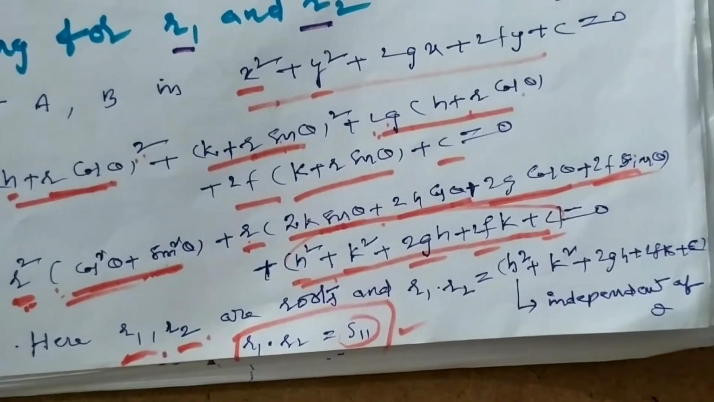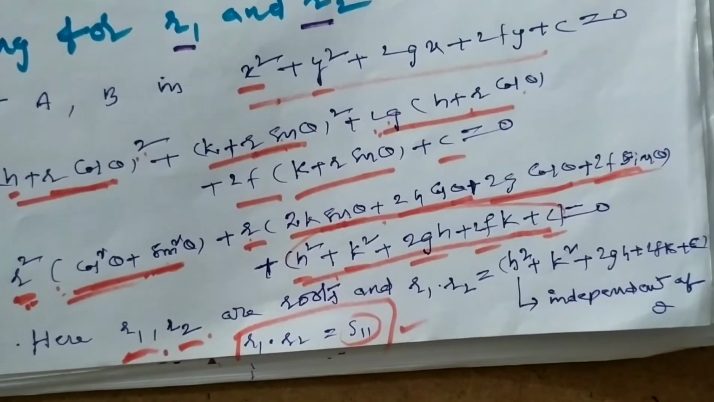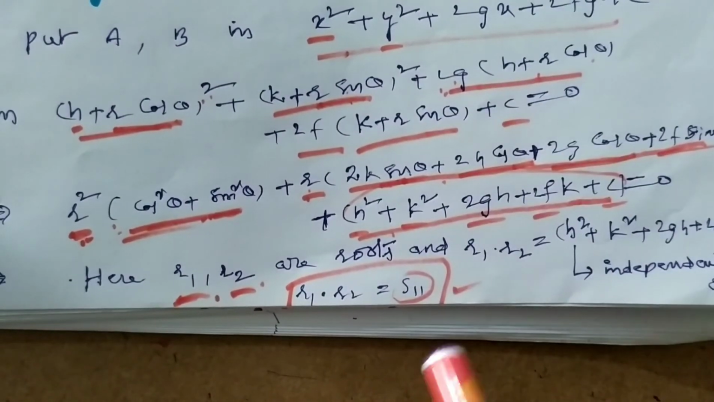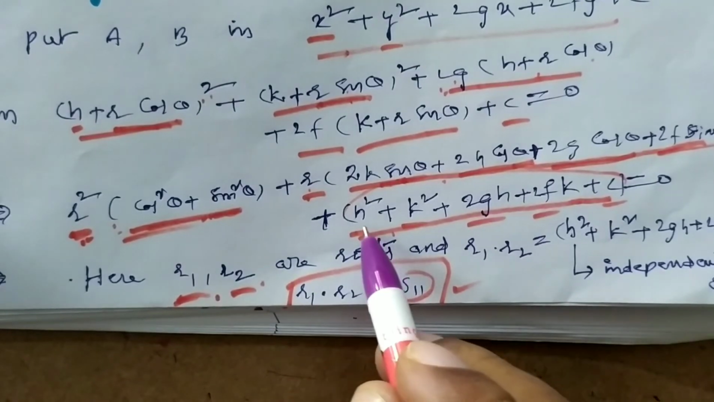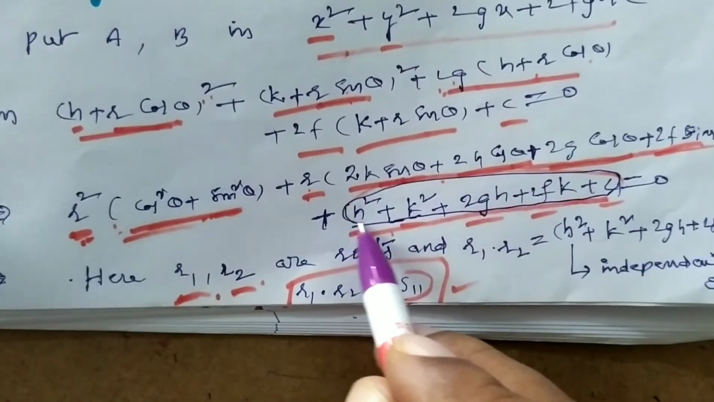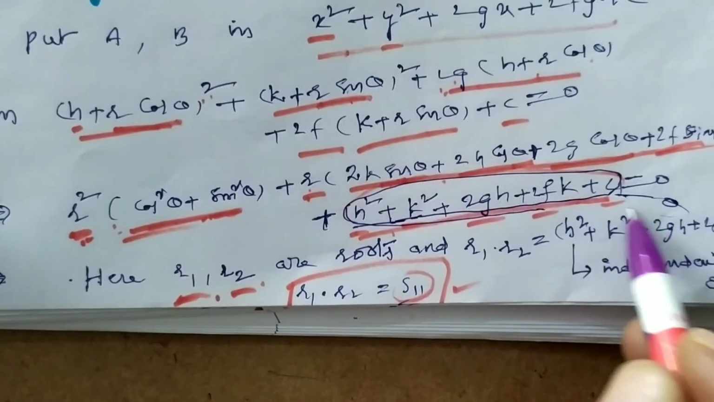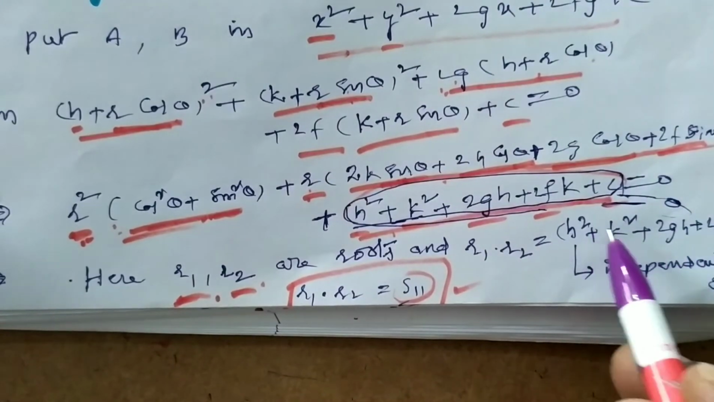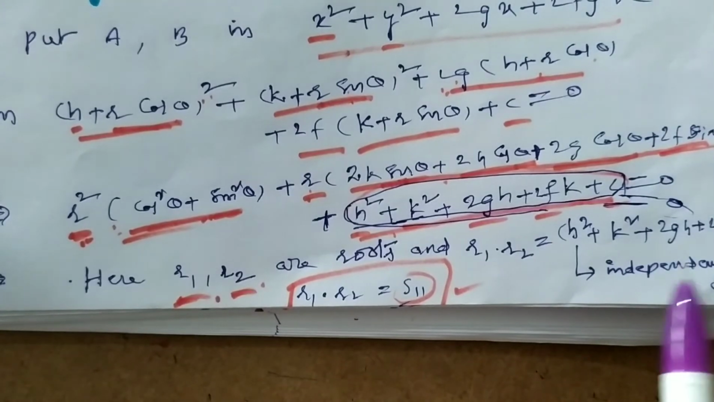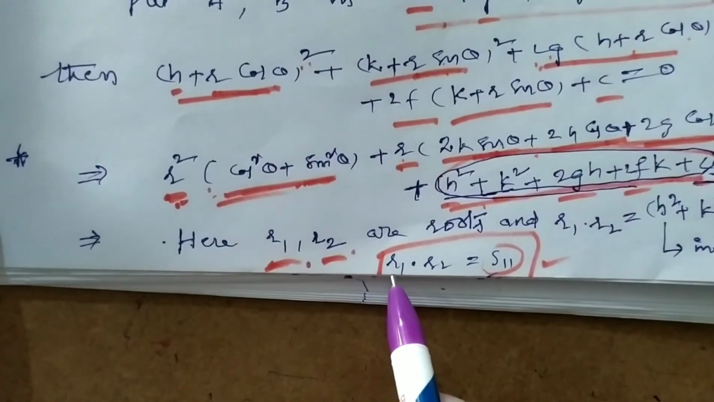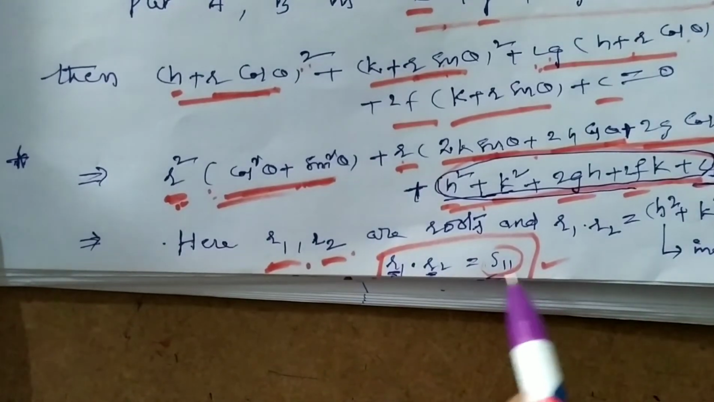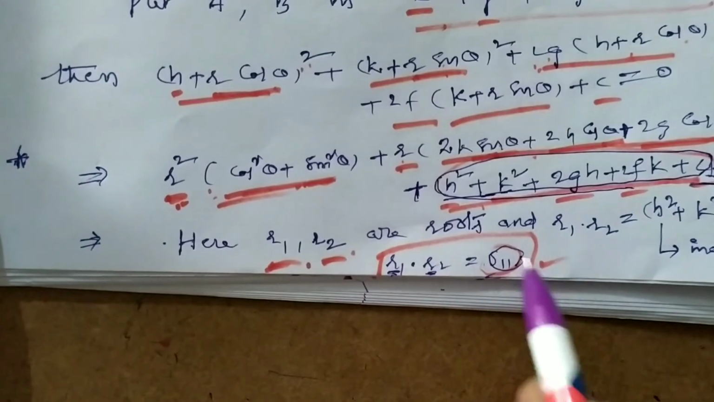One thing you have to observe here is that in this product S11 there is no theta. The expression h square plus k square plus 2gh plus 2fk plus c does not contain theta; it is independent of theta. So however the line changes its angle, the product of the roots r1 and r2 is always S11, which is independent of theta.